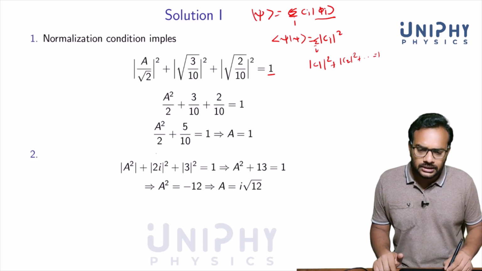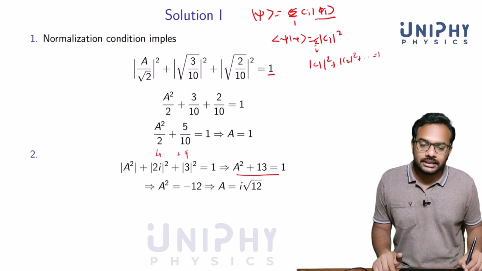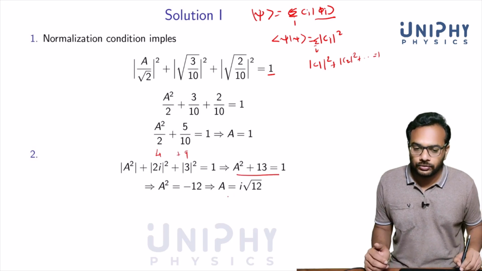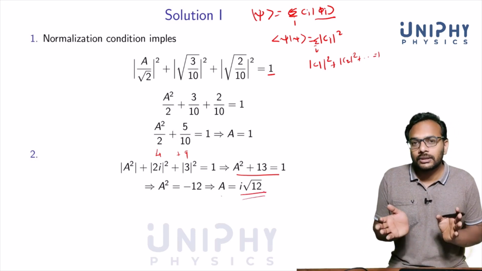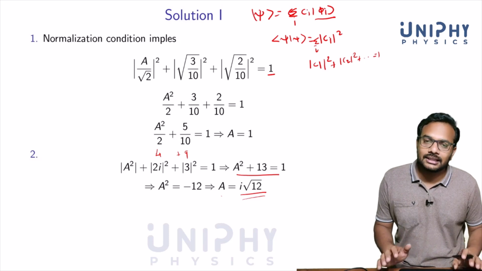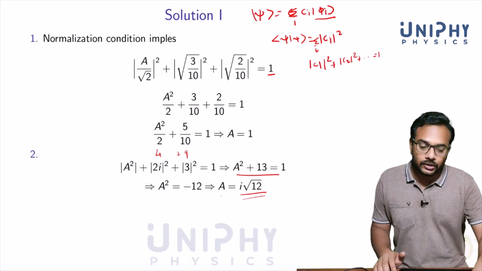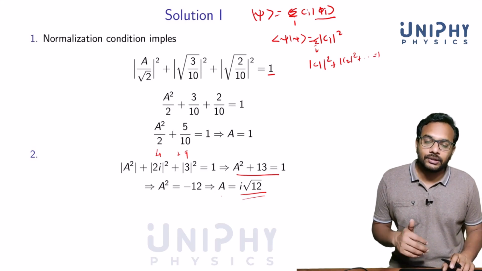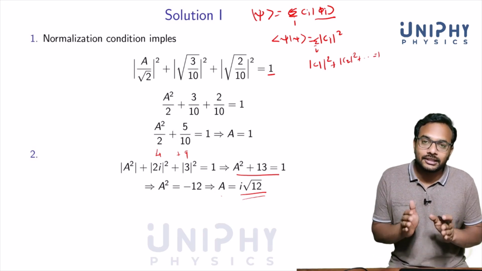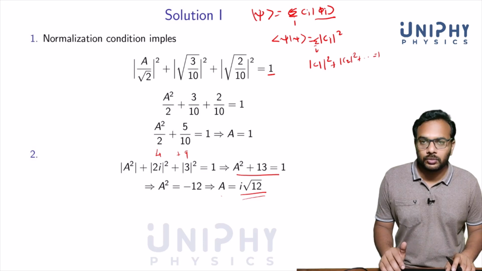So this is 2 squared, which is 4. And here we have a 9. So a squared plus 13 is equal to 1, and from that you find a is equal to i square root 2. As we said earlier, these expansion coefficients can be complex numbers. These are called the probability amplitudes, and we call them probability amplitudes because taking the modulus square gives you the probability.